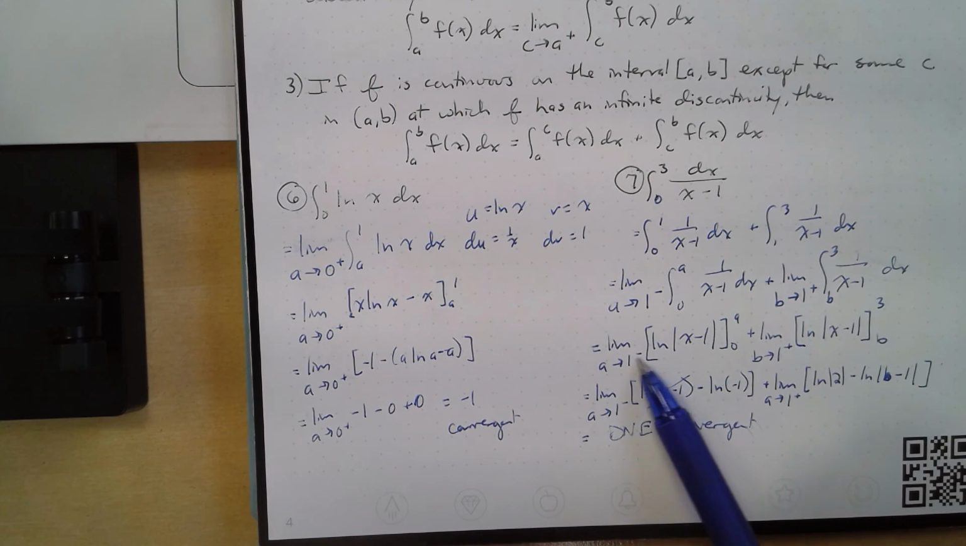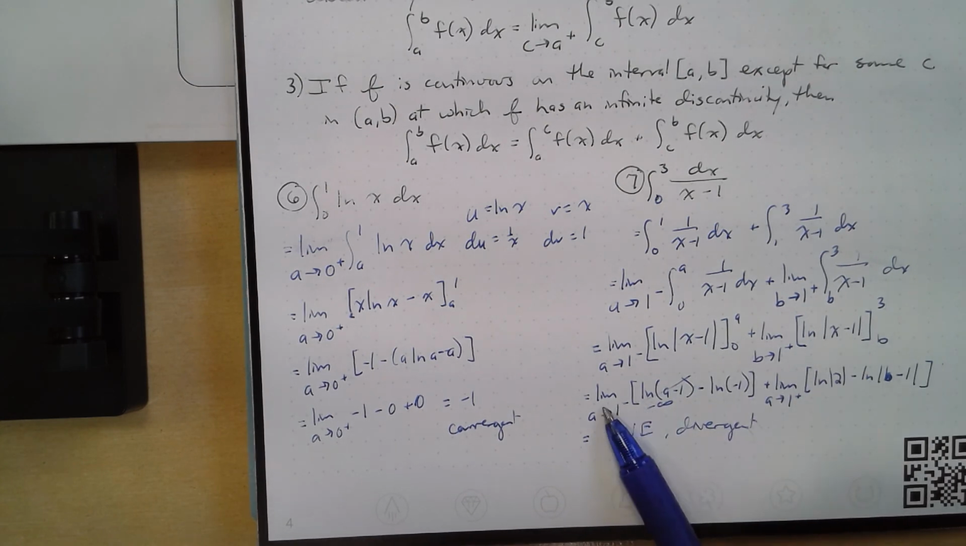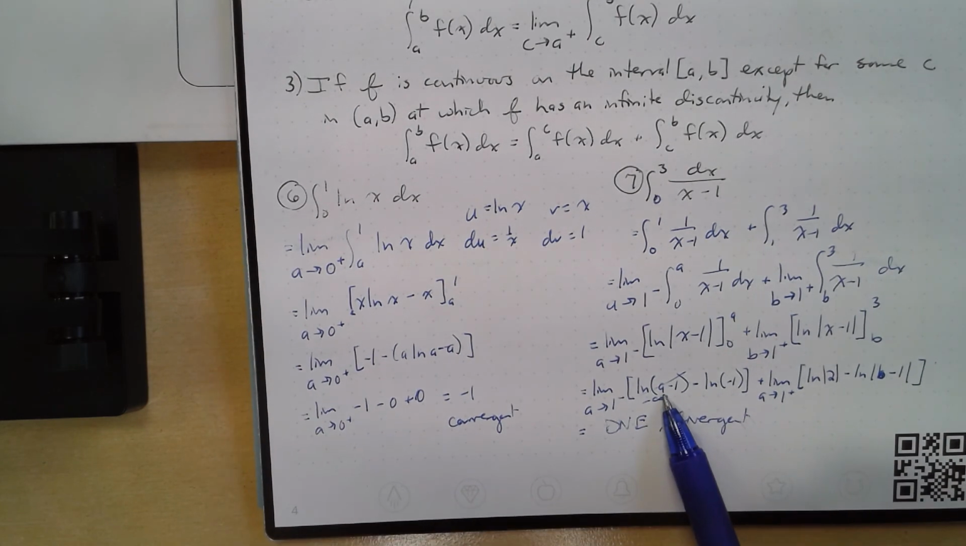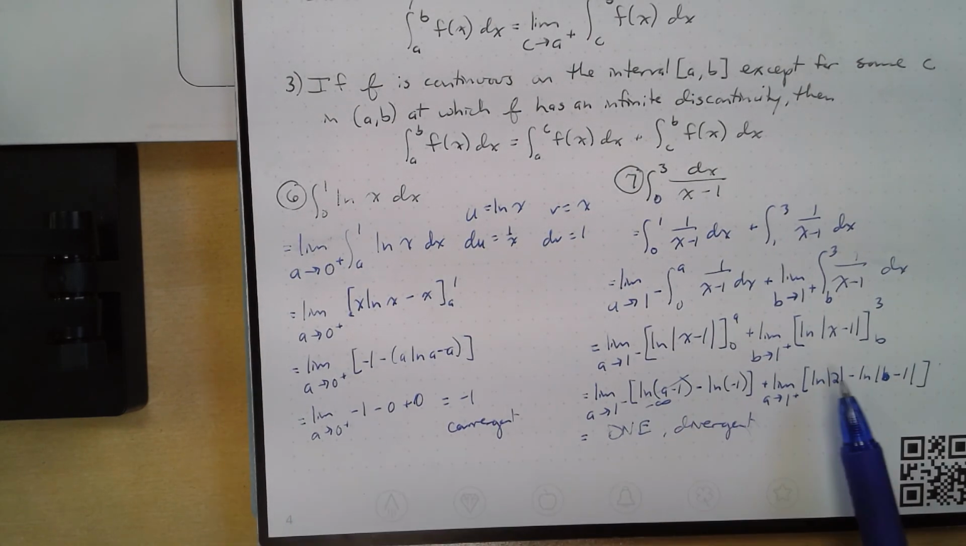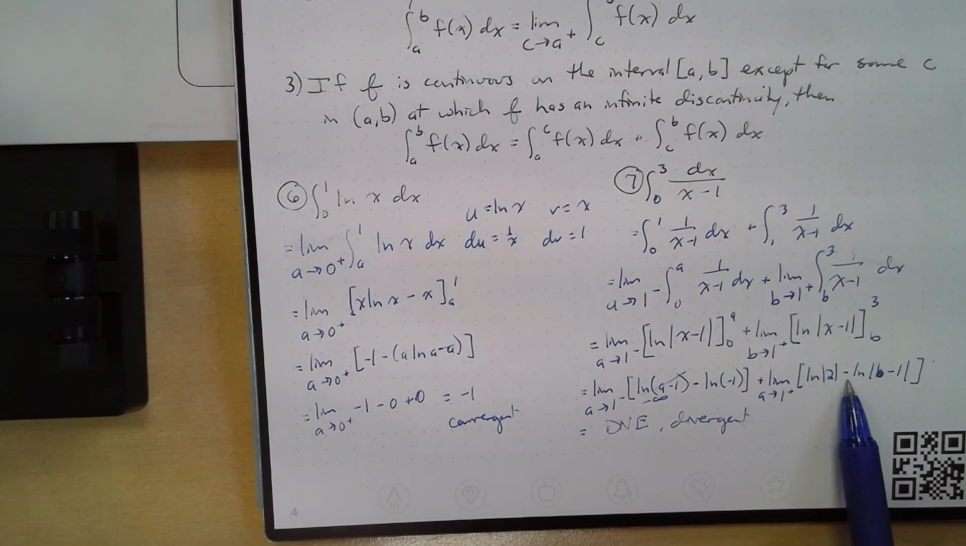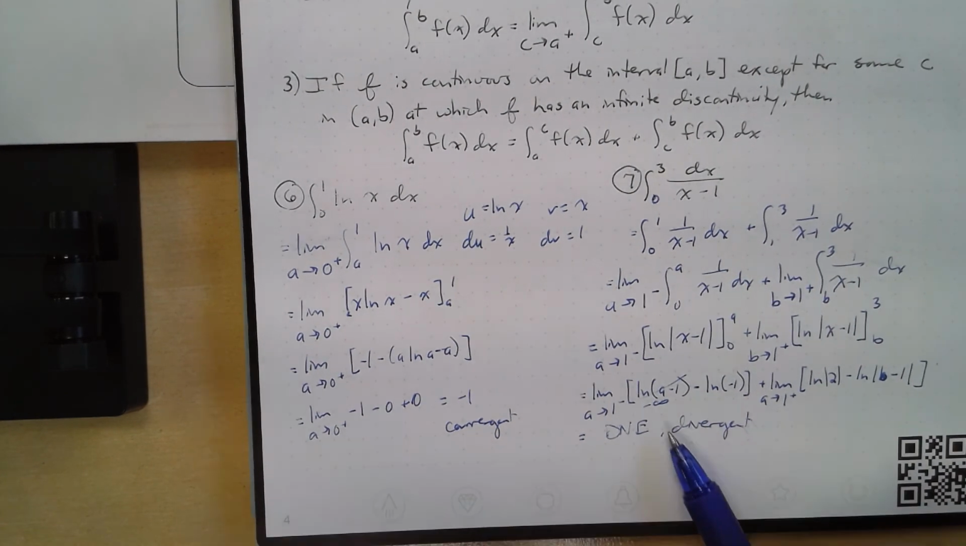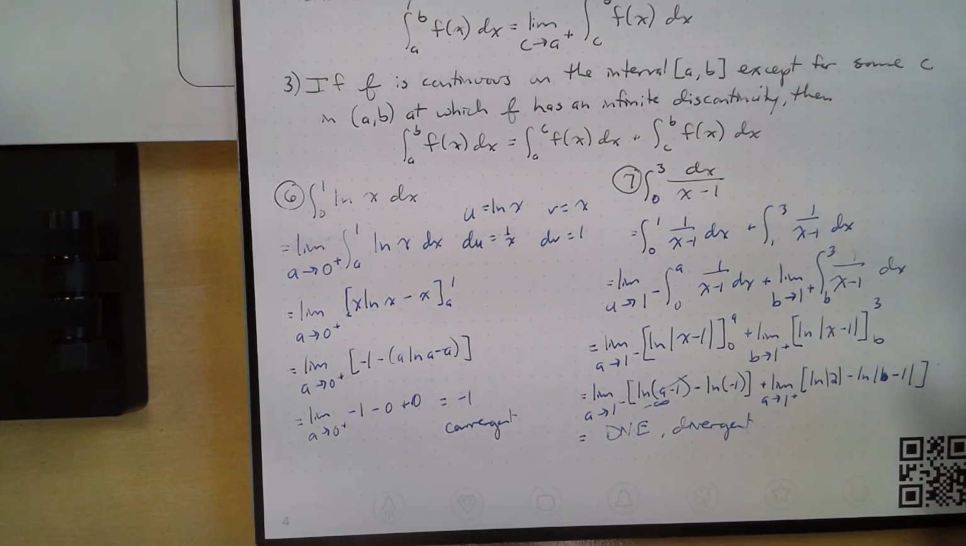Once we evaluate that, we then take our limits, and we end up getting this does not exist. It's divergent because this is -infinity. If this is -infinity, I don't even need to solve this because I know that both have to be convergent in order for the whole thing to be convergent. If one's divergent, the whole thing is divergent. So that's how improper integrals work.